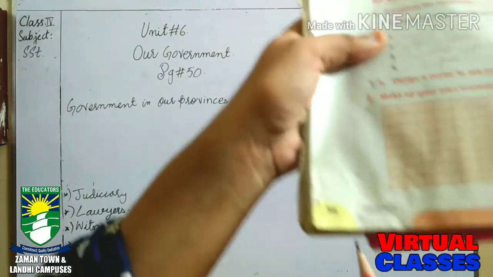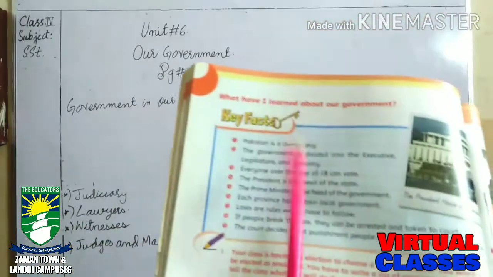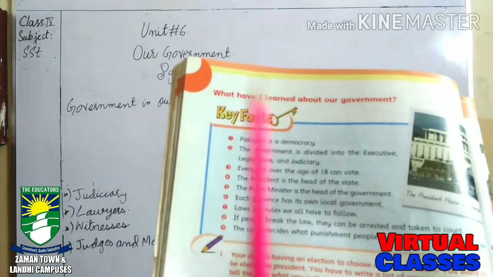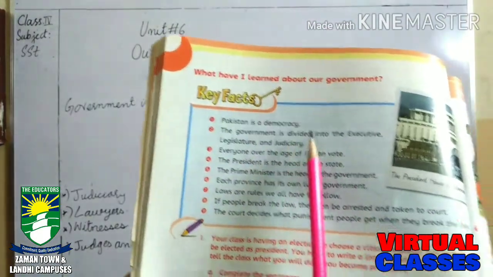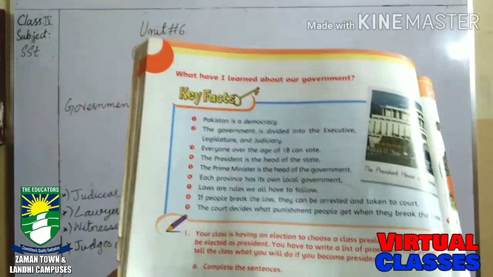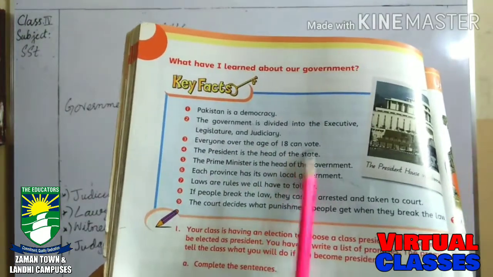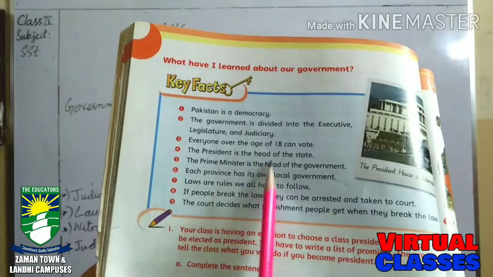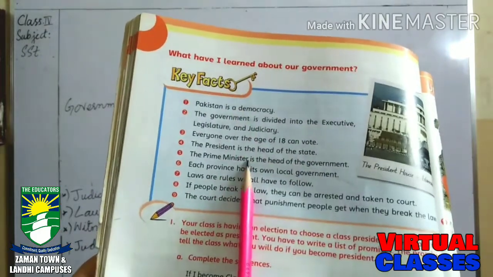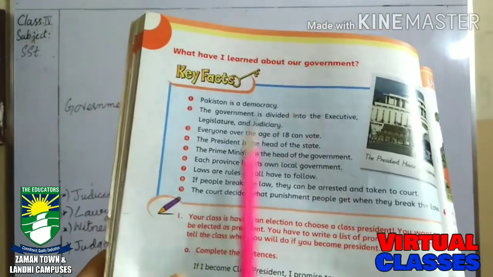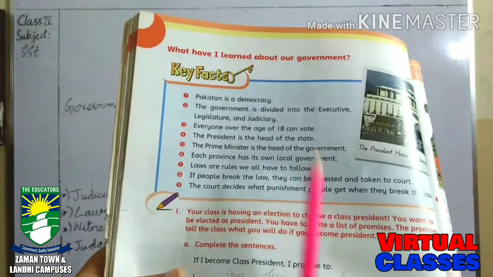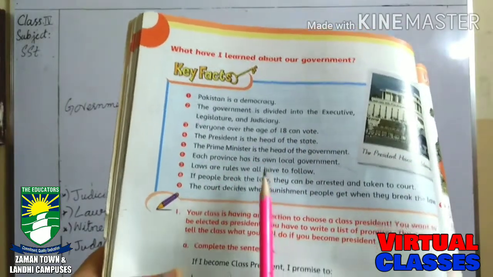Okay, page number 56, key facts. Pakistan is a democracy. The government is divided into these parts. Everyone over the age of 18 can vote. The president is the head of the state. The prime minister is the head of the government. Each province has its own local government, laws and rules.